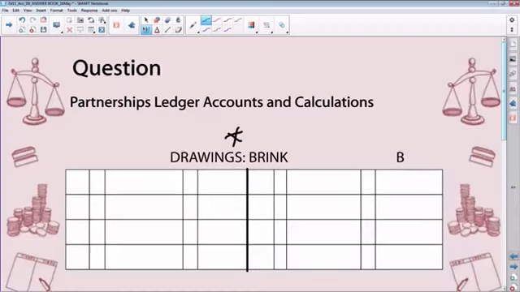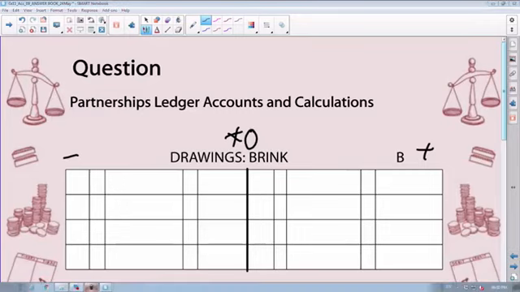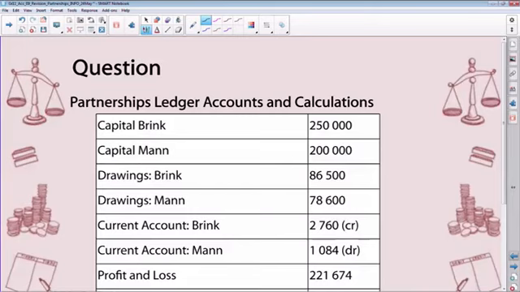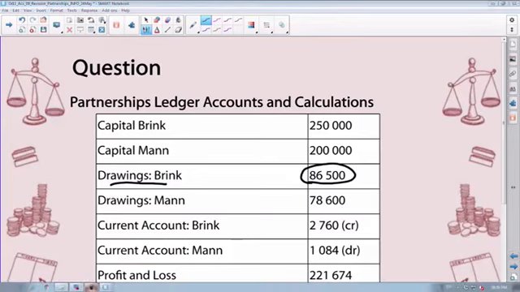Right, so I'm looking at the drawings account for partner Brink. I'm going to quickly first identify the account: owner's equity, minus, plus. So we all know drawings will start off with an opening balance. Let's go to our information and look for that opening balance. From the information given to us, drawings, partner Brink has a balance of 86,500 rand. So let's fill that in our answer book.